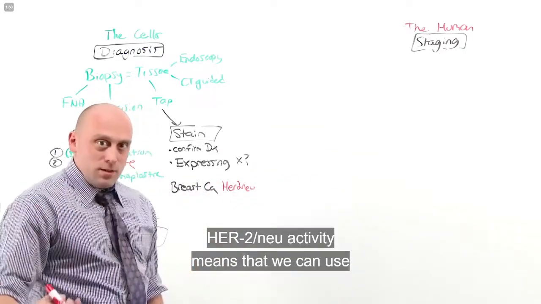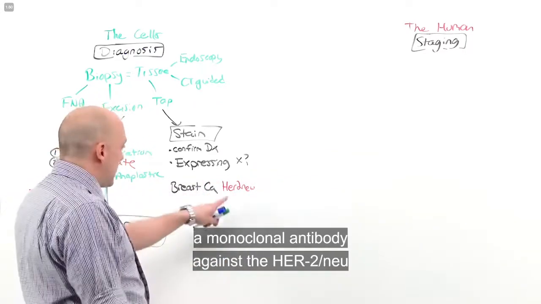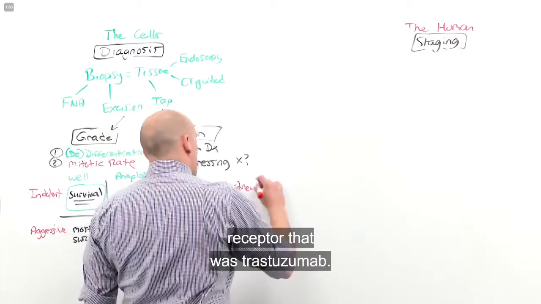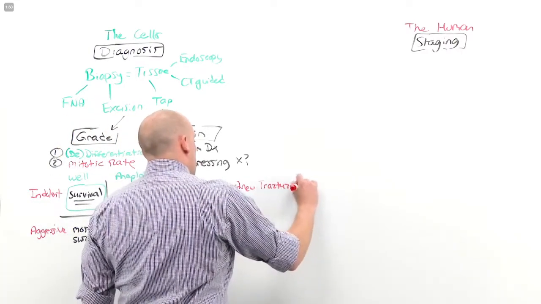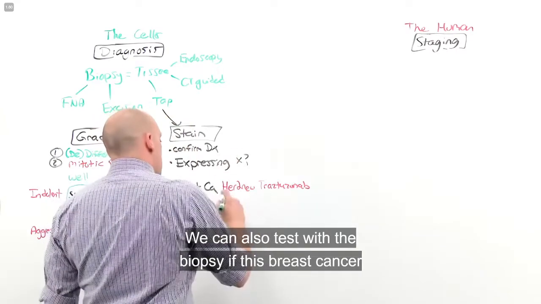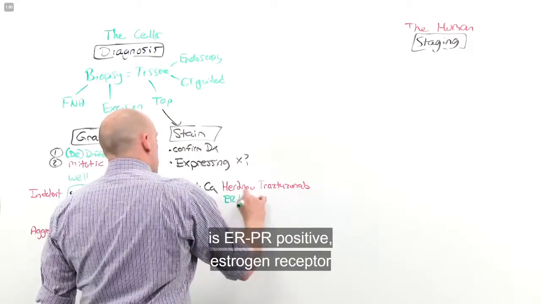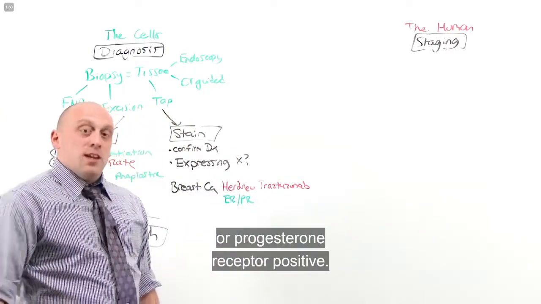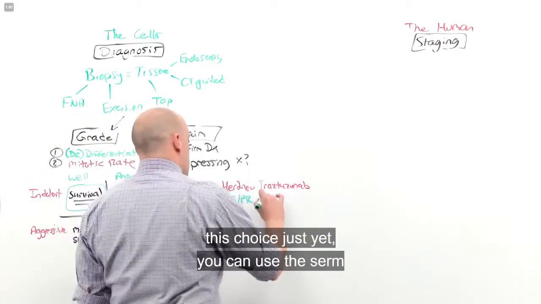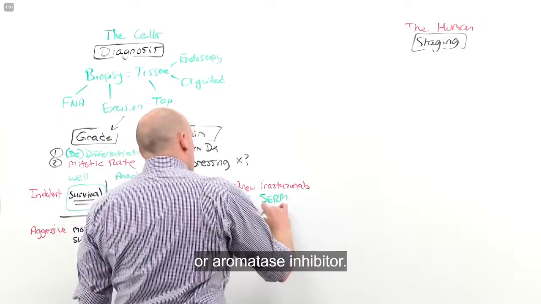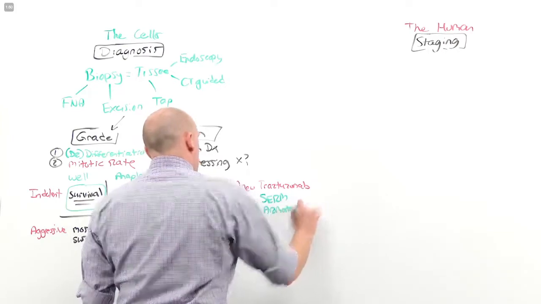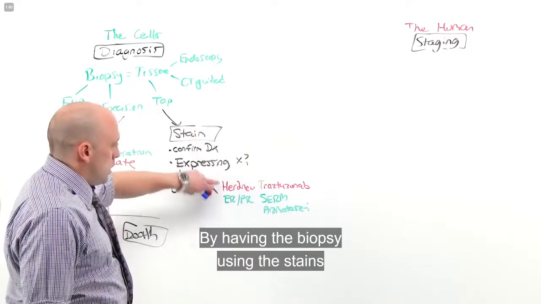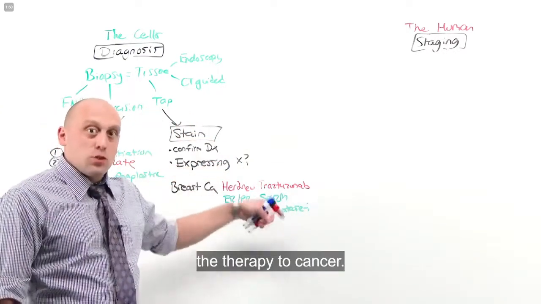HER2/neu activity means that we can use a monoclonal antibody against the HER2/neu receptor. That was trastuzumab. We can also test with a biopsy if this breast cancer is ER/PR positive, estrogen receptor, progesterone receptor positive. If yes, depending on age, and you don't have to make this choice just yet, you can use a SERM or an aromatase inhibitor. By having the biopsy, using the stains or molecular diagnostics, we can actually tailor the therapy to the cancer.